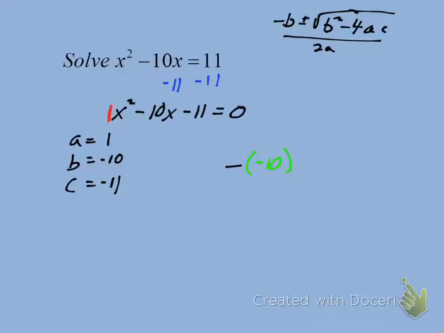Negative 10. Alright. Hang tight. Don't get ahead. Alright, plus and minus the square root of 4. What's A? 1. What's C?